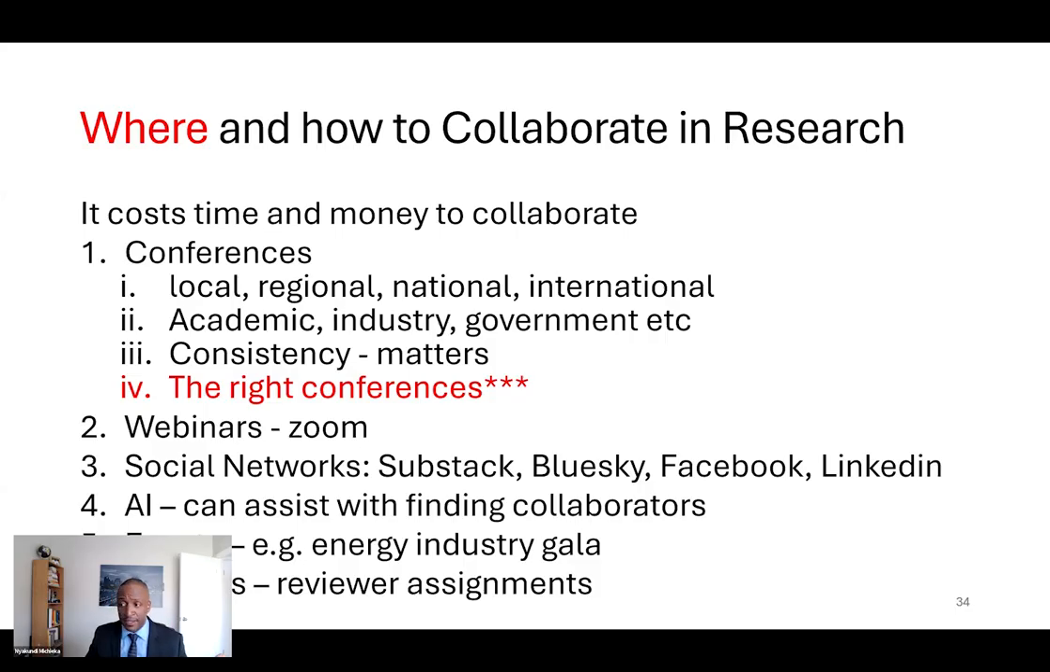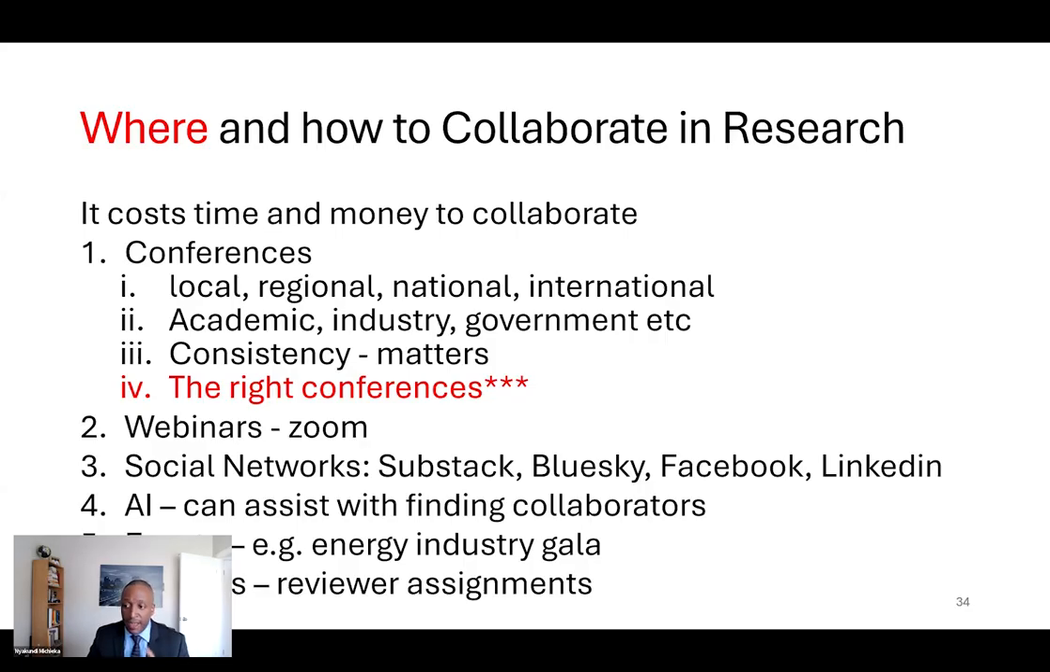Social networks are amazing, right? Get on Substack, Blue Sky, Facebook, right? People say Facebook is for people who are working. It's not the new thing. It's not TikTok or whatever. But all these avenues have a lot of individuals working on some really interesting work. And then also AI. AI is amazing, right? You can use AI to find collaborators.